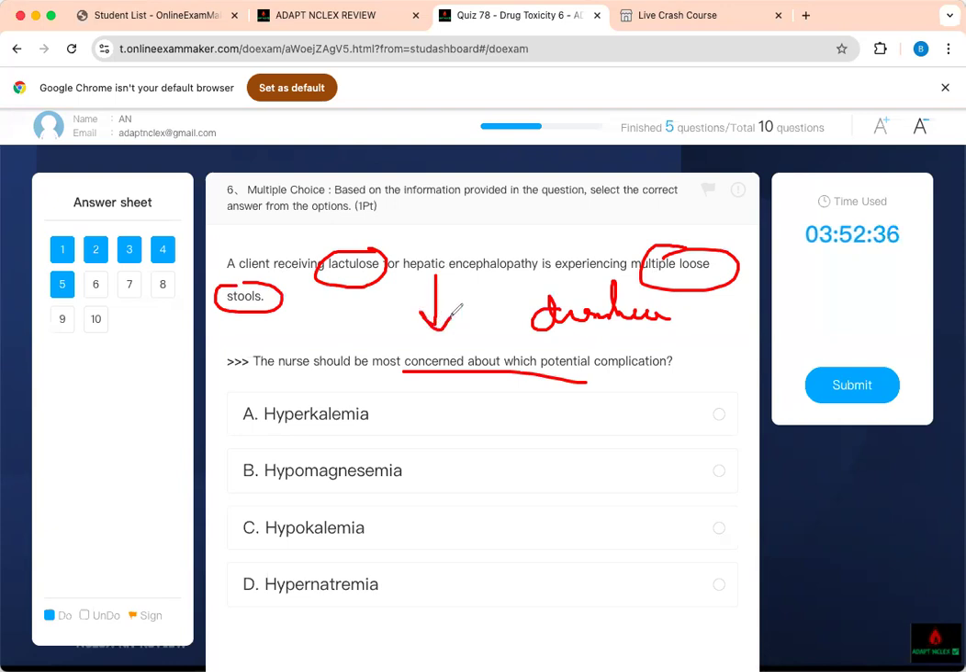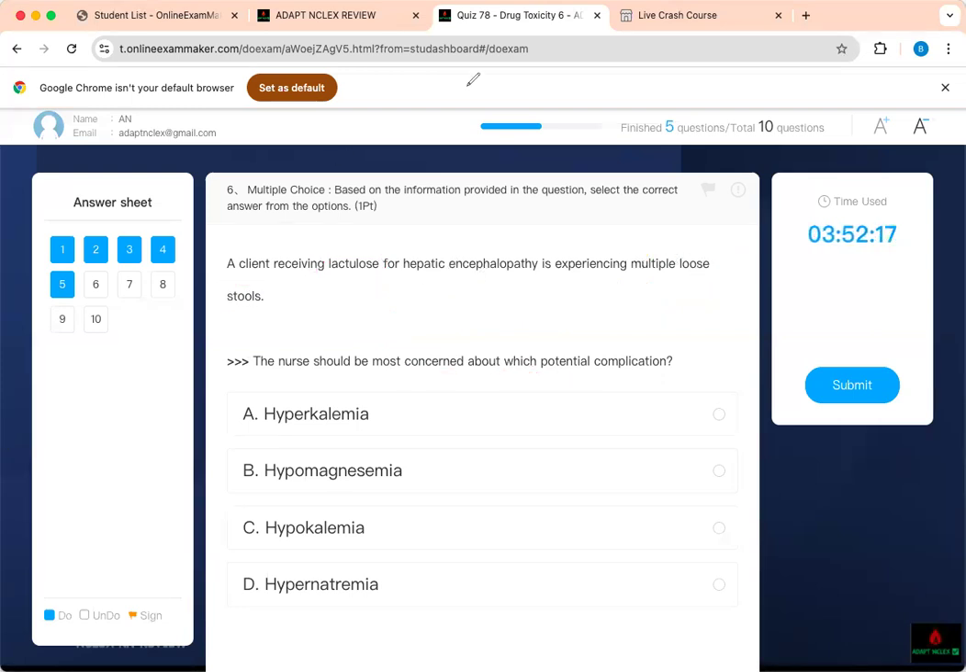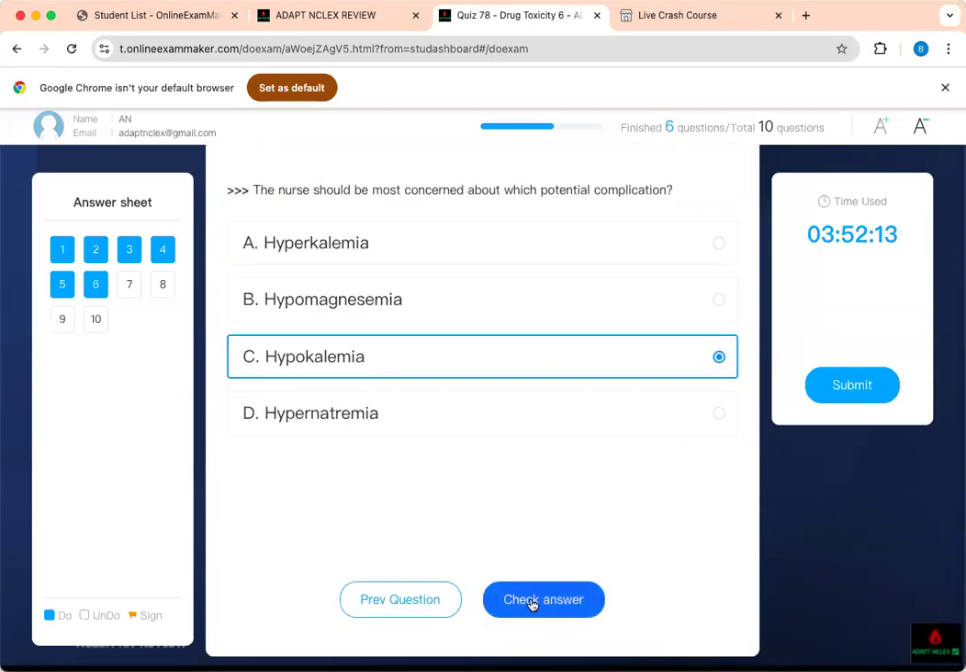Most of the time, potassium goes down when you take lactulose. That's why we don't want you to have too much loose stool. Your sodium can also go down. So this is the most important thing you have to do when you answer questions. Lactulose, multiple loose stools, most likely the patient will be hypokalemic. Therefore, that's what you worry about.